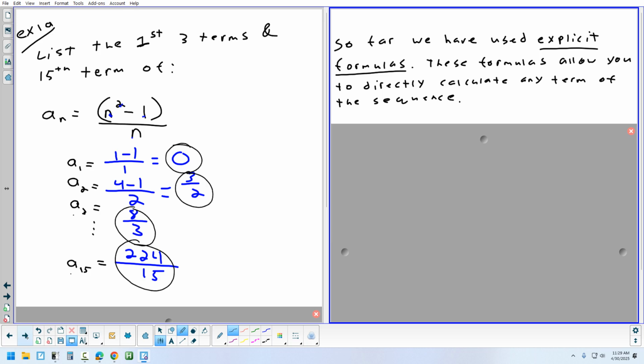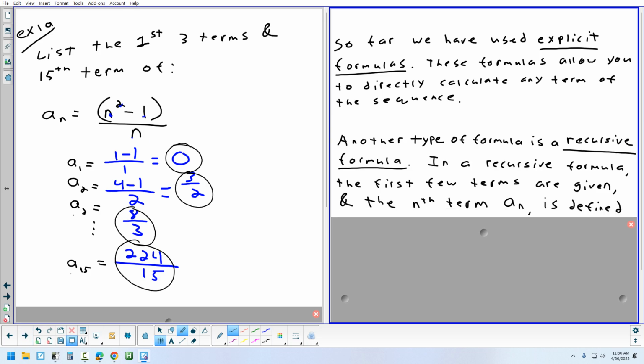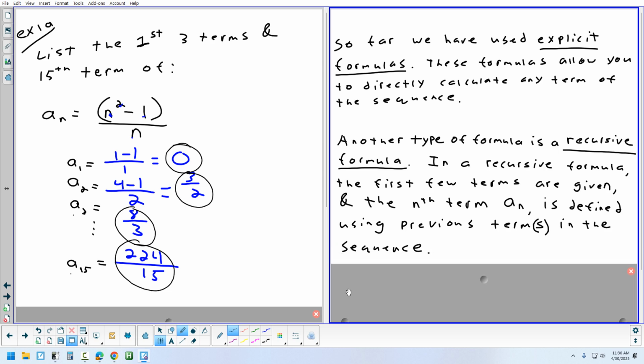Did anybody remember what I said the other kind was called? Recursive. Okay, recursive formula, again, easier to find, not very useful. Because if you were using a recursive formula, and I said to you to find the 900th term, you'd have to know the 899th term. And if you didn't know the 899th term, you'd have to find the 898th term, and 897. Every single term, all the way back to the beginning.